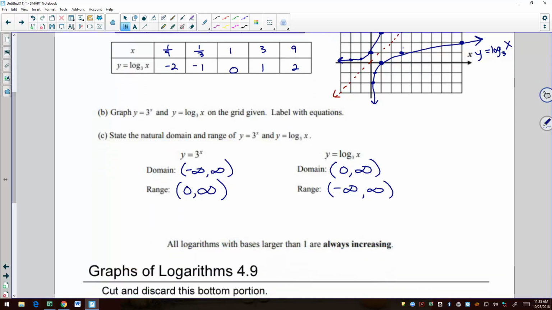So that is a property of inverses that you should recall from the last unit. And then the last thing I just have to mention here is that all logarithms with bases larger than 1 are always increasing. They're always going up as long as the base is larger than 1. Same thing with exponentials, right? If the base was larger than 1, it was increasing. If it was smaller than 1 but bigger than 0, it was decreasing. So same thing. Logarithms with bases larger than 1 are always increasing. And that's it for lesson 4.9.